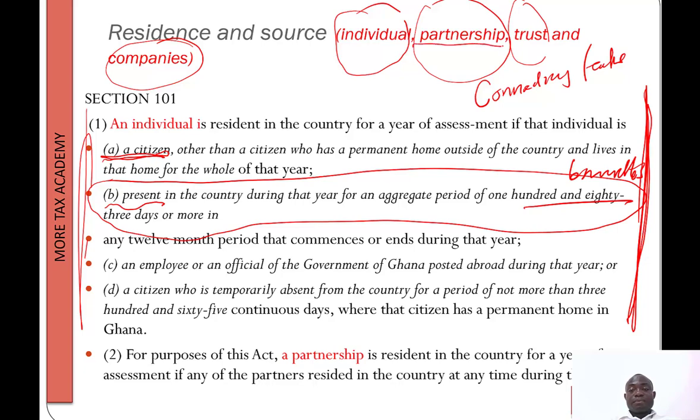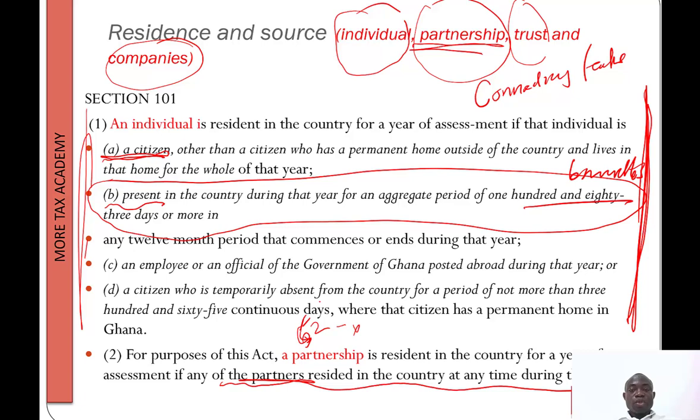Now let's go to partnership. How do we know a partnership is a resident partnership? That is provided under subsection 2. It's saying that for the purpose of this Act, a partnership is resident in the country for a year of assessment if any of the partners resided in the country at any time during the year. So that's how we know that you are a partnership. If any of the partners is in Ghana, we will come and apply section 50, 52, 53 to 56: the partnership is not taxed.